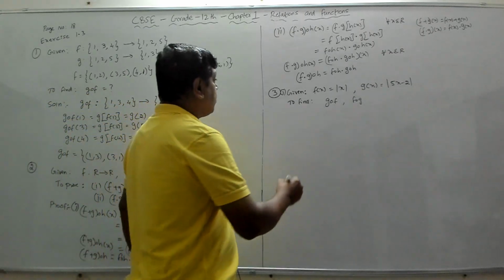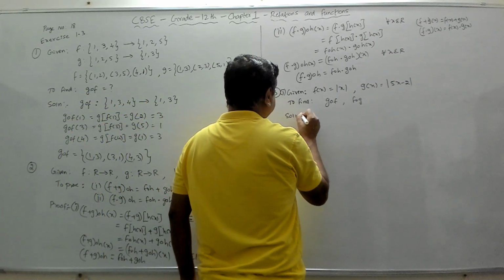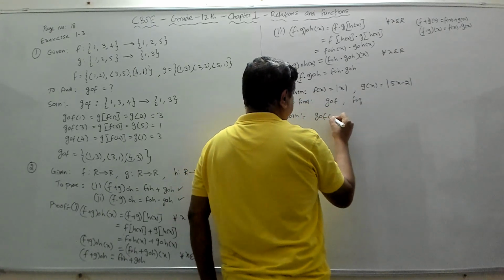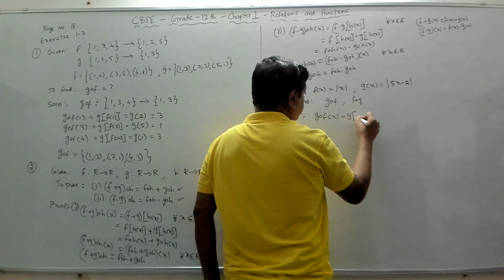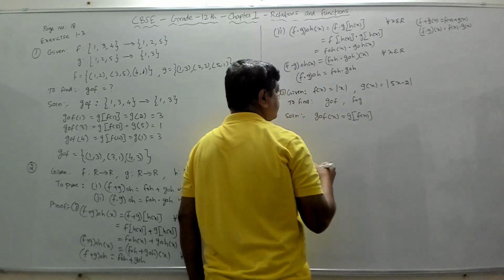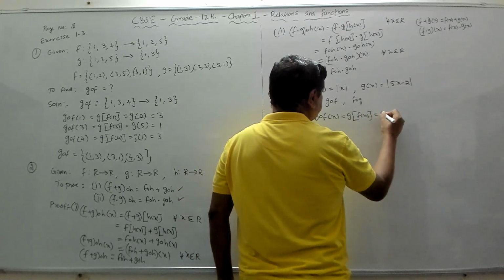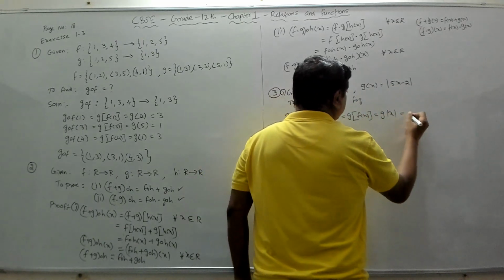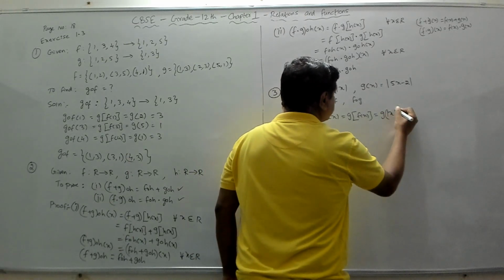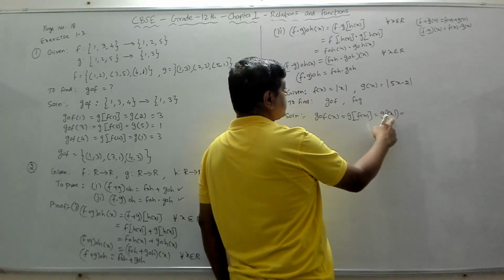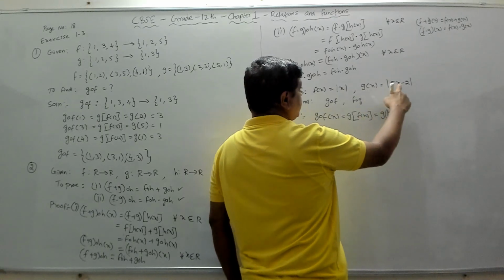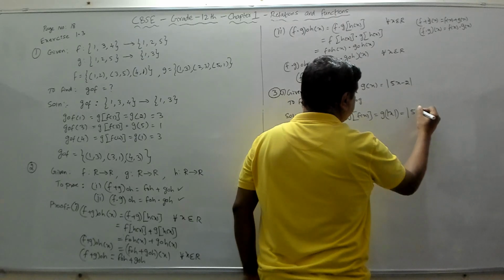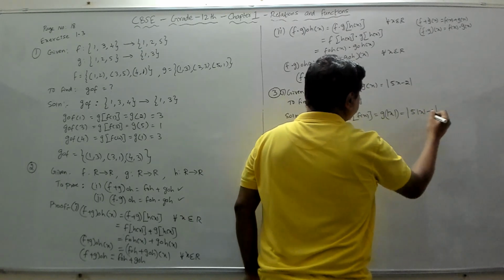So now, what is the solution? What is g of f? g of f of x is nothing but g of f of x, which is equal to g of, what is f of x? f of x is mod x. So that is equal to g of mod x. Now what is g of mod x? If x is there, I have to put x here. If mod x is there, I have to put mod x here. So this becomes mod of phi into mod x minus 2, mod.